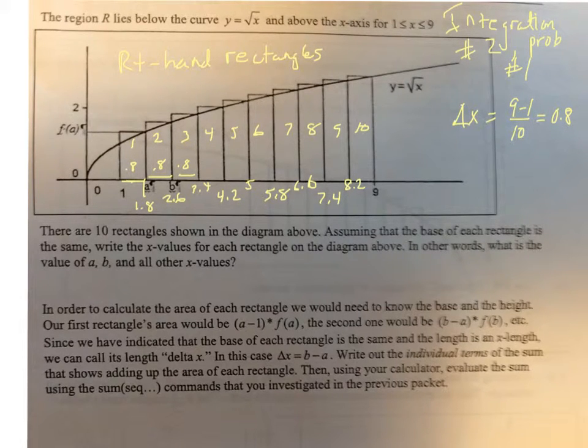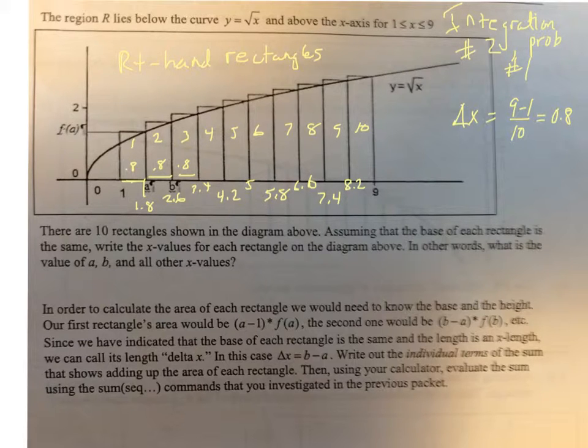This is the integration packet number 2. It's problem number 1, and we're asked to find the region R that lies below the curve y equals root x and above the x-axis between 1 and 9. I have taken a moment to include just writing down how many rectangles we have. It shows that we have 10 rectangles given.